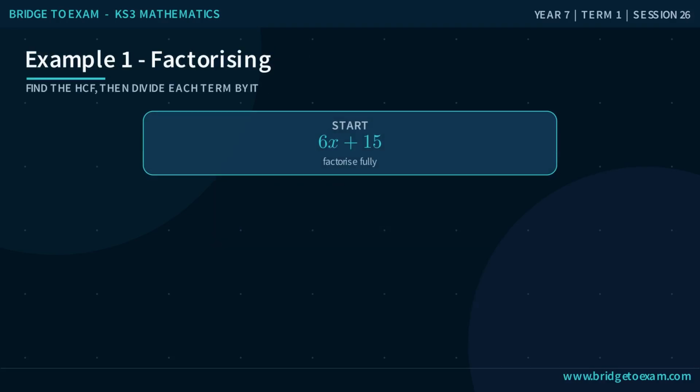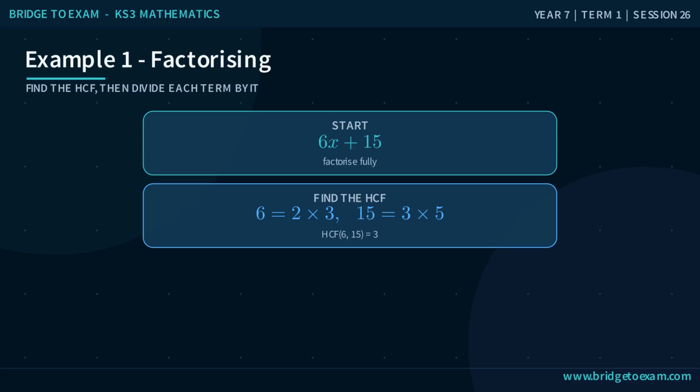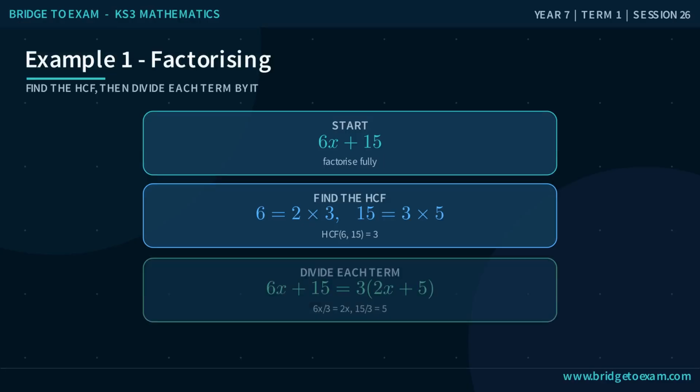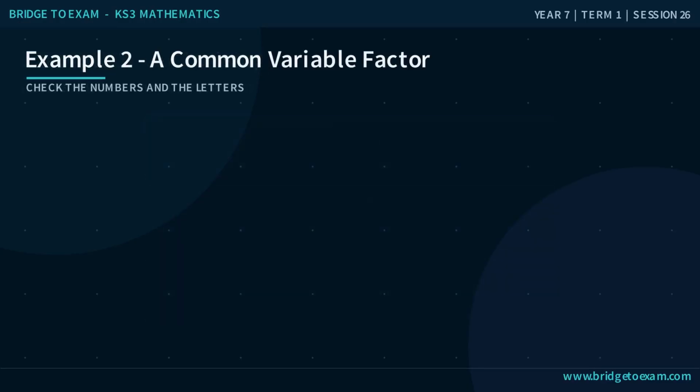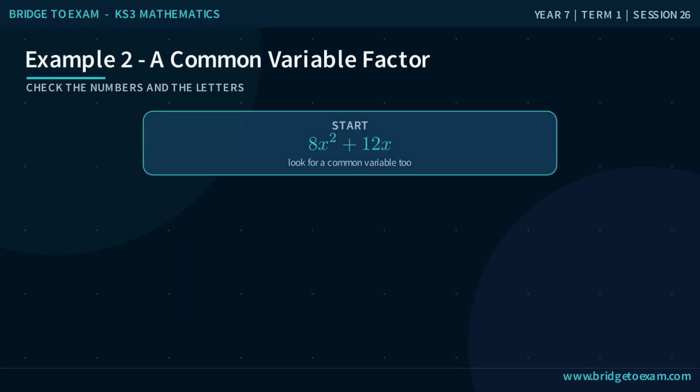Factorize 6x plus 15. The HCF of 6 and 15 is 3, since 6 is 2 times 3 and 15 is 3 times 5. Divide each term by 3. 6x divided by 3 is 2x, and 15 divided by 3 is 5, giving 3 times the quantity 2x plus 5. Factorize 8x squared plus 12x.